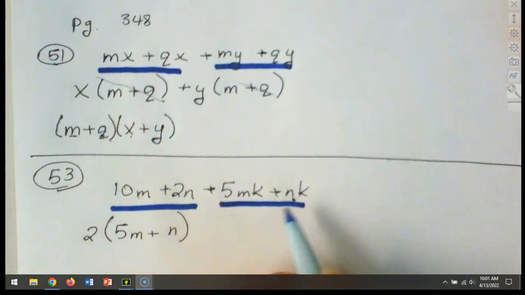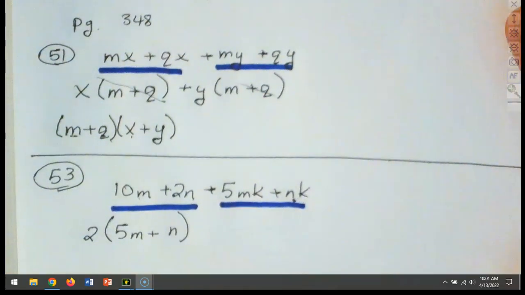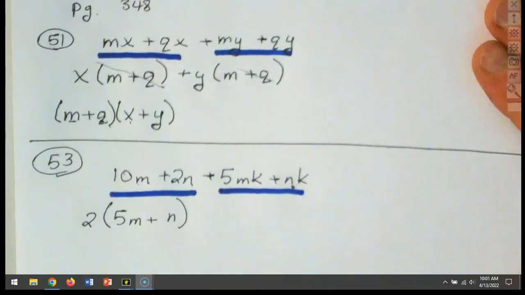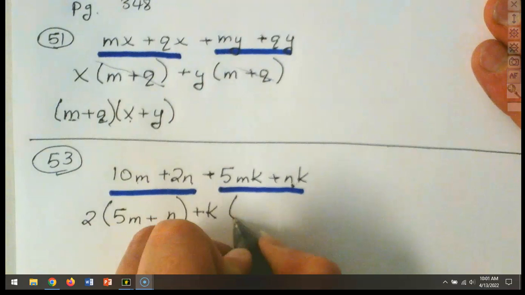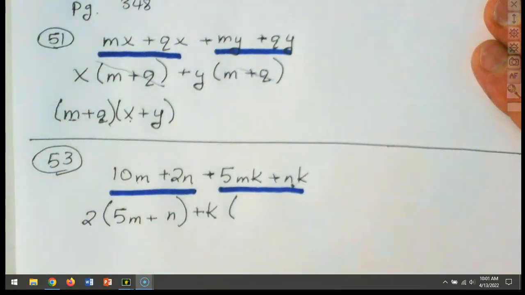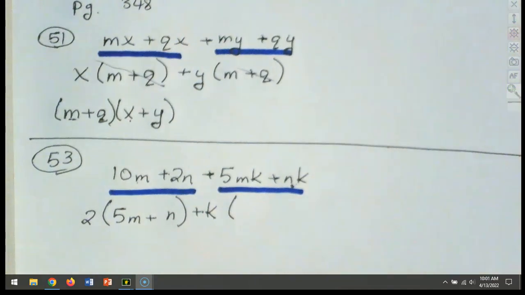Next two pieces, what's going to come out of here? Looks like what can come out? Can someone tell me? K can come out. Now, here's how you know you're doing it correctly. These parentheses had better be the same. If they are different, you made a mistake. No doubt about it. If these are not the same parentheses, you made a mistake.